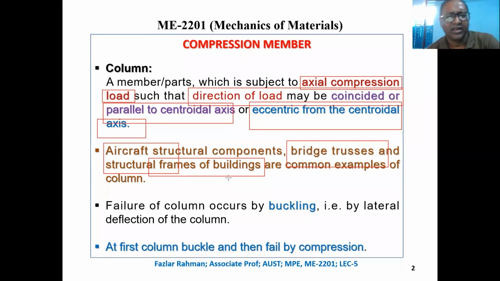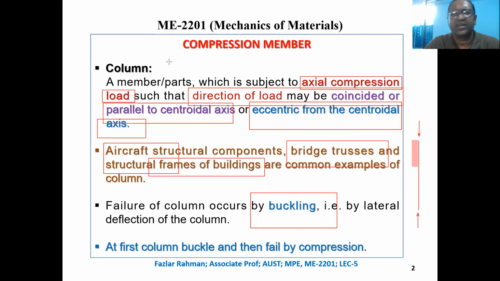Okay. And how column fail? A column is failed by buckle. That means lateral deflection of the column. Lateral deflection means, say you have a column and you apply load at the top. So in bottom, if you have a support, then support will react upward. So this is compressive load, right? So then after you apply load, it gradually, let me pick up, it will bend like that. That bending is called lateral deflection of the column. Okay.